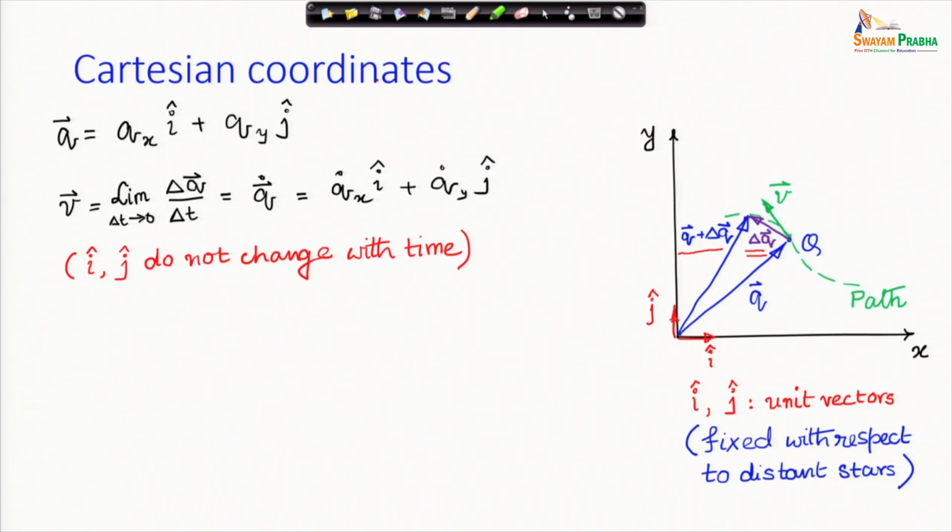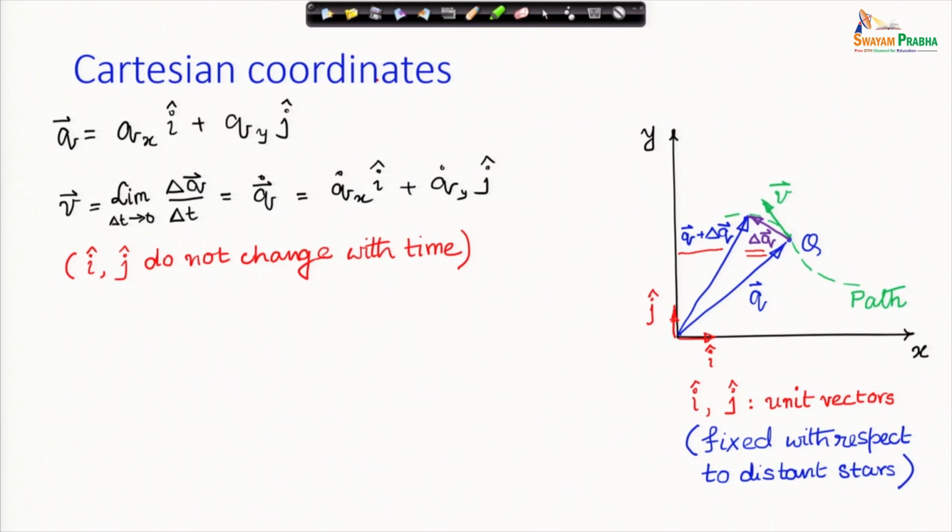Now, again I want to point out that i cap and j cap, which are the unit vectors, because I have fixed them with respect to the distant stars, they do not change. The reason I fixed them with respect to distant stars is that they will not change direction. They do not change magnitude, of course, they are all unit vectors, but they will not even change direction. Only under such circumstances can we say that the derivative of the frame is 0. So, this is an assumption that when I fix a frame with distant stars their derivatives are 0. This assumption I am making, they are negligible.